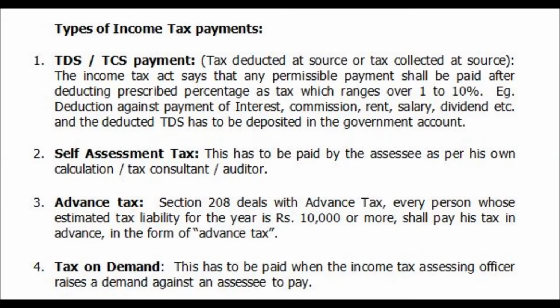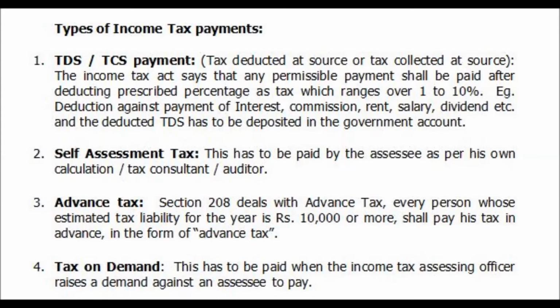Types of income tax payments. 1. TDS/TCS payment, tax deducted at source or tax collected at source. The Income Tax Act says that any permissible payment shall be paid after deducting prescribed percentage as tax which ranges over 1 to 10%. Example, deduction against payment of interest, commission, rent, salary, dividend etc., and the deducted TDS has to be deposited in the government account.